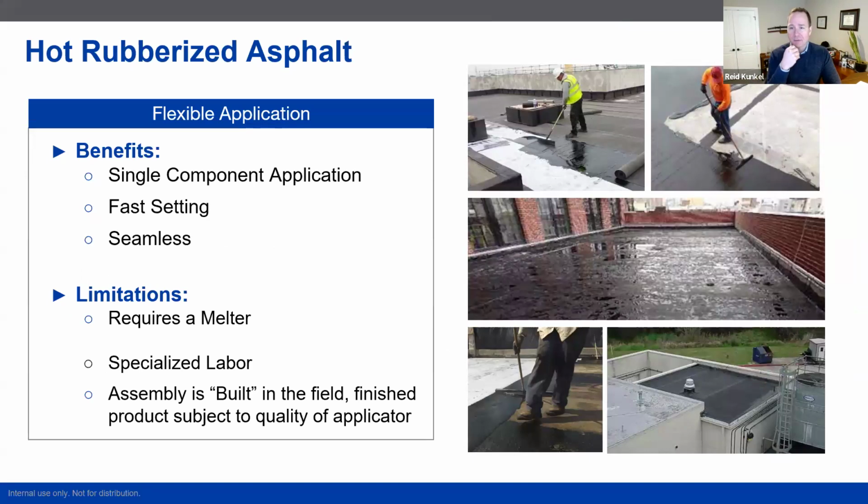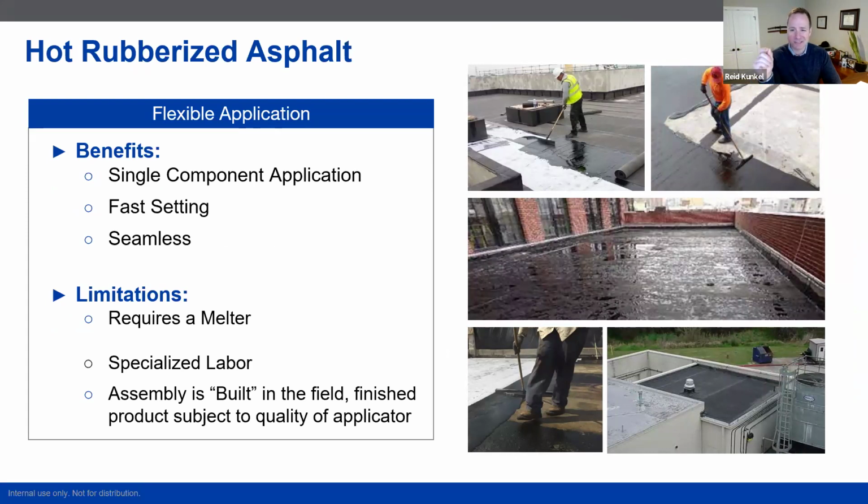We have hot rubberized asphalt, which is a pretty common material historically for vegetated roof systems. HRA systems are pretty simple to understand and even apply, and they allow for creating a monolithic membrane that can cover a large surface that's obviously seamless.